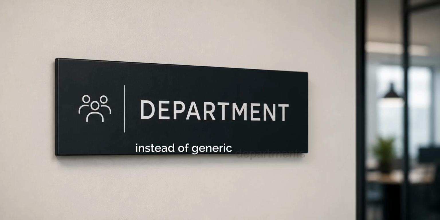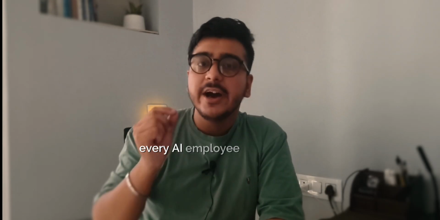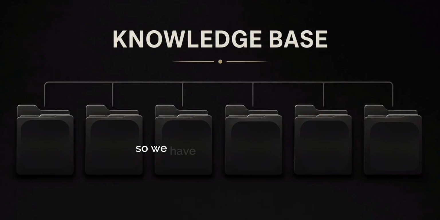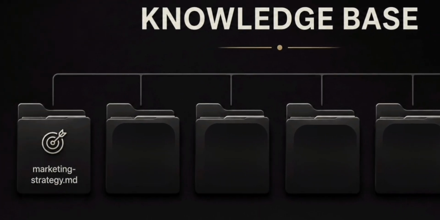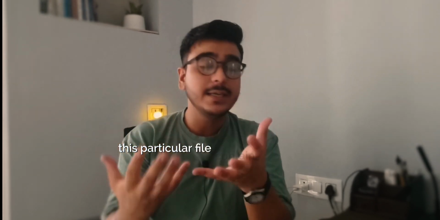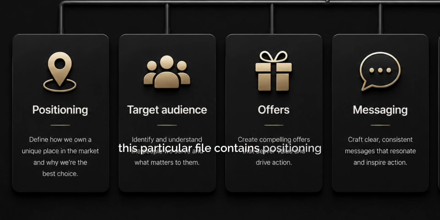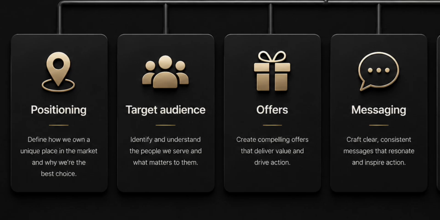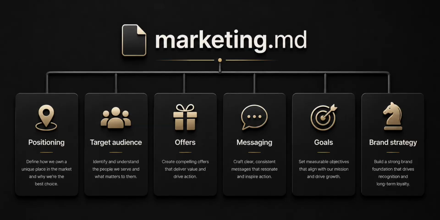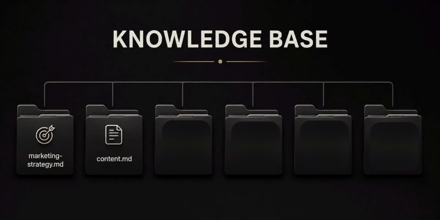Instead of generic departments, every AI employee references dedicated knowledge files. So we have 6 kind of files here. Number 1 is a marketing strategy.md. This particular file contains positioning, target audience, offers, messaging, goals, and brand strategy. Everything about your business. Then we have content.md file.